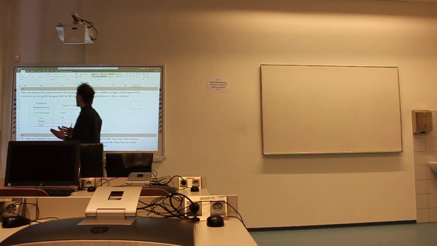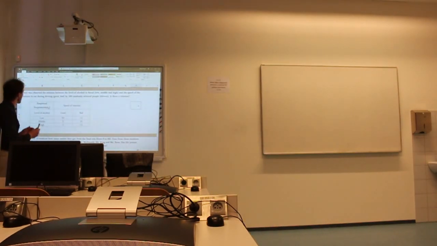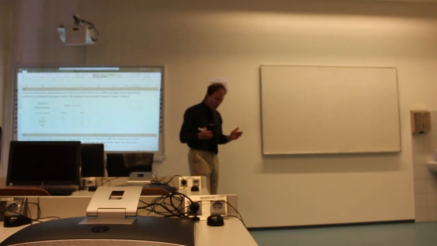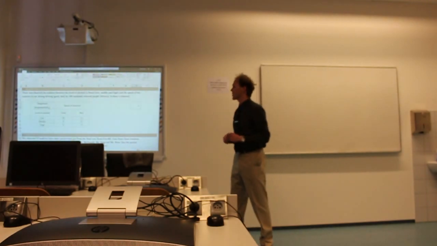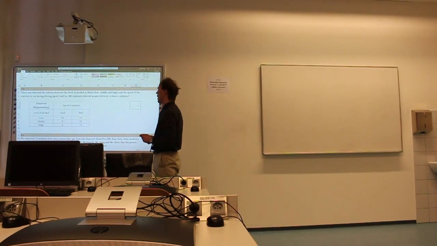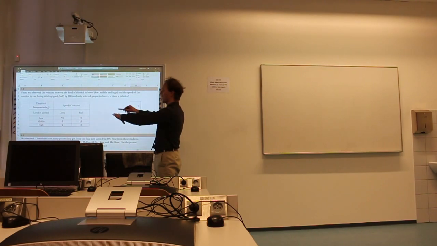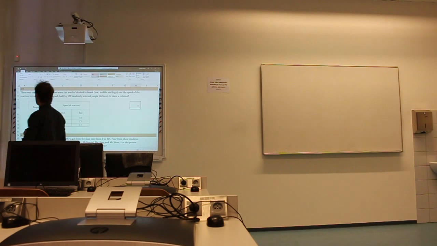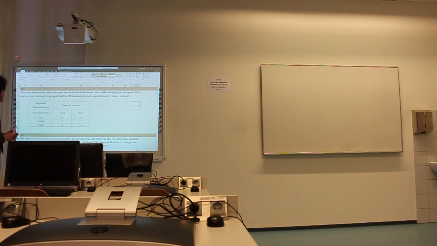We started with descriptive analysis of dependence, and I said to you that today we will continue with a little bit larger contingency table with 3 rows and 2 columns. In this example, there was observed the relation between the level of alcohol in blood, low, middle and high, and the speed of the reaction in a car during driving.